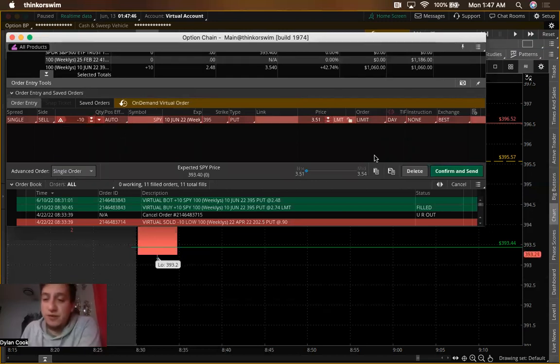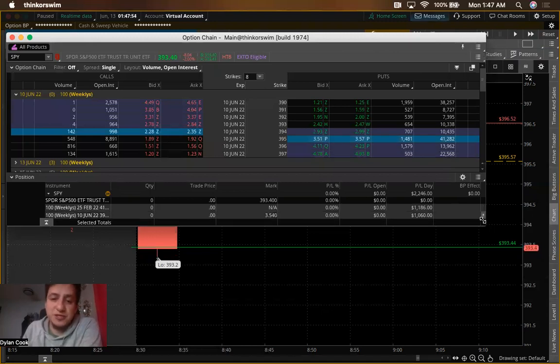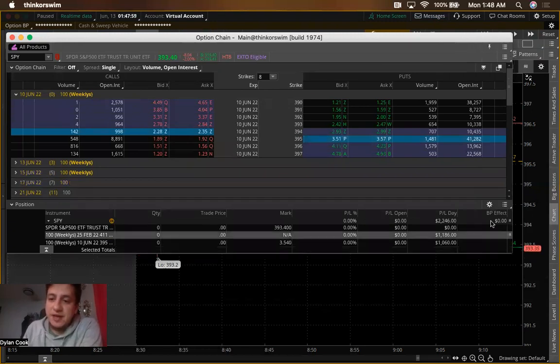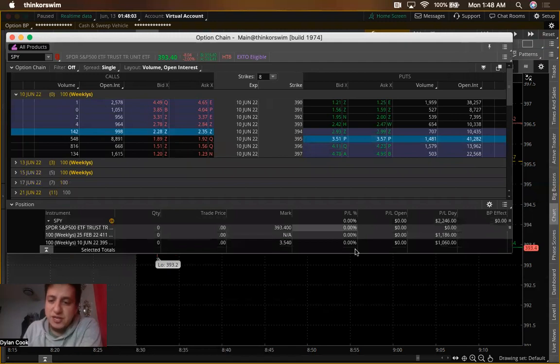I, however, for this sake and purpose, am going to exit with all 10 at the same time. Now I'm going to hit confirm and send, boom, it immediately sold. As you can see, look at that. It ripped down for us to our price target. I am out of the trade. Now it is closed, which is why you do not see any percentages open.